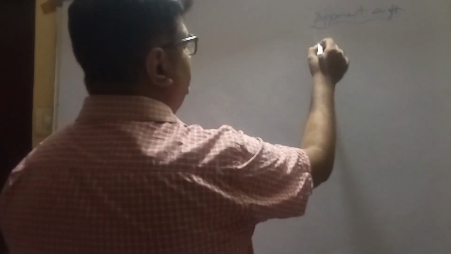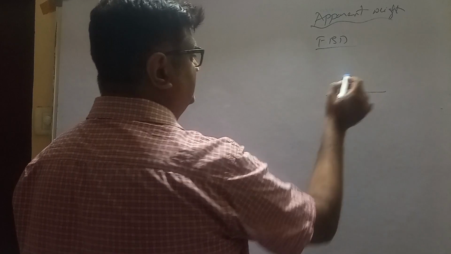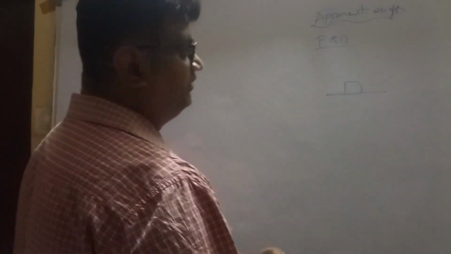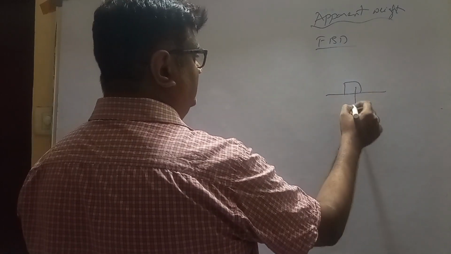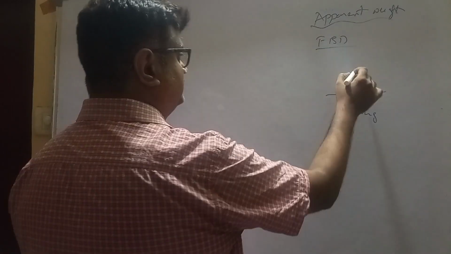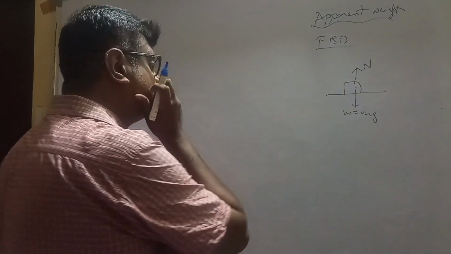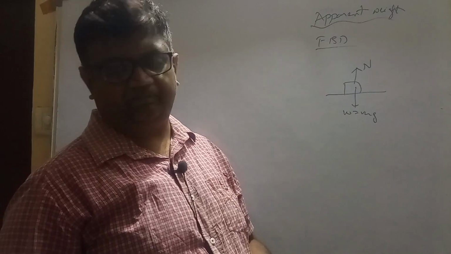You have many times come across FBD. FBD basically means, suppose I am taking a block which is resting on the ground, you have to identify what forces are acting on the block, and you have to just write them. So in the vertical direction weight will be acting, in the vertically downward direction, and in the upward direction normal reaction will be acting. This is called separating the forces, this is called a free body diagram.